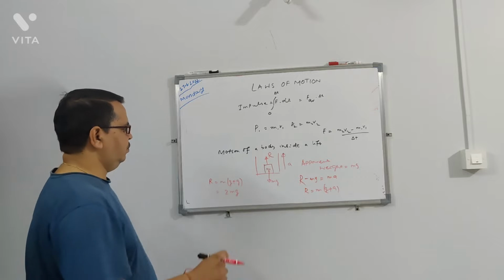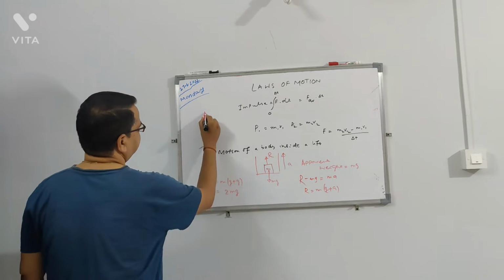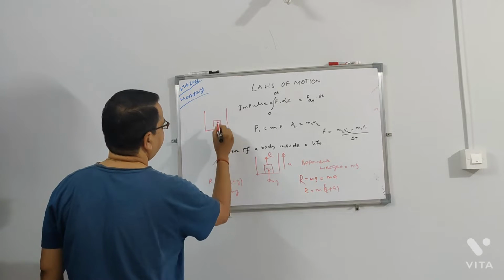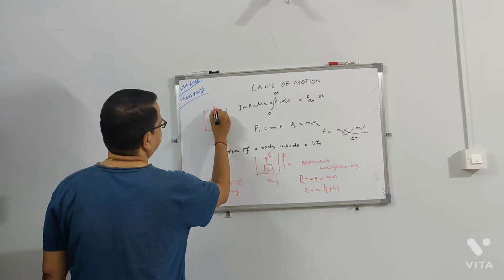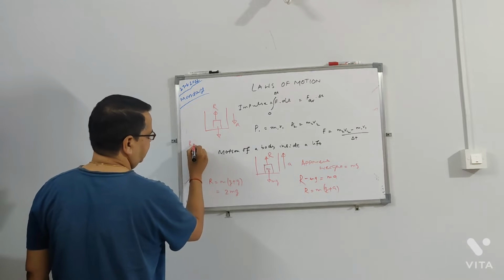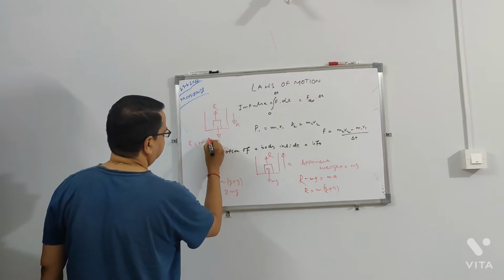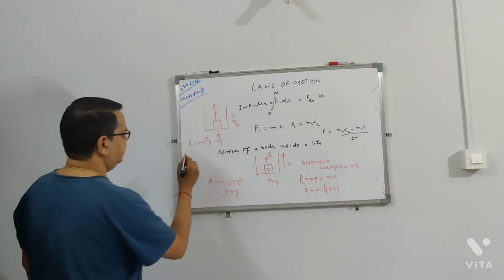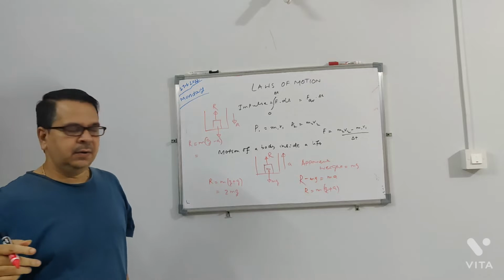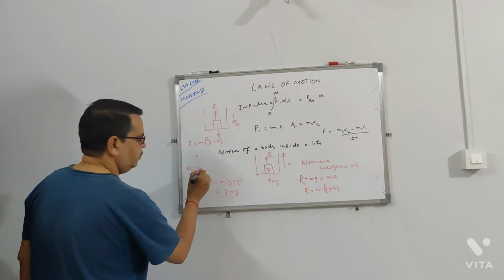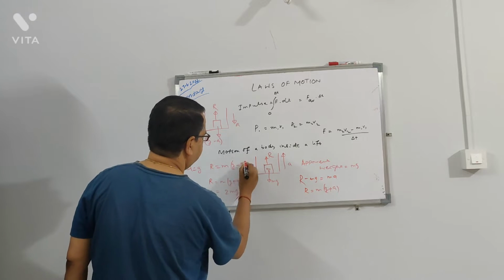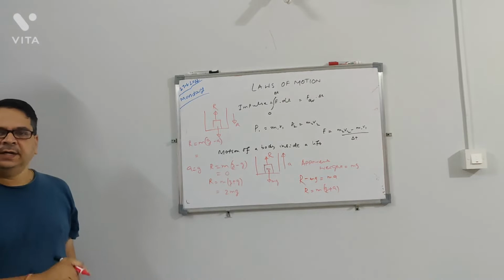Similarly, suppose this lift is falling down. mg will act downward, R will act upward, and your acceleration is down. If acceleration is down, then R will be m into g minus a. When your a becomes equal to g, R will become m into g minus g, that means 0. That is called free fall.